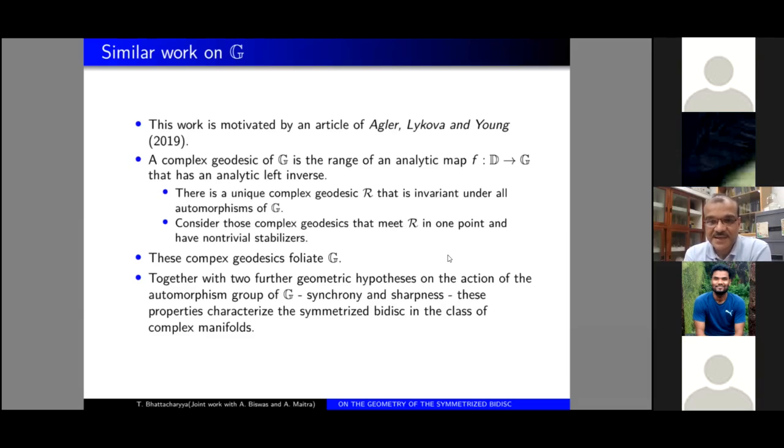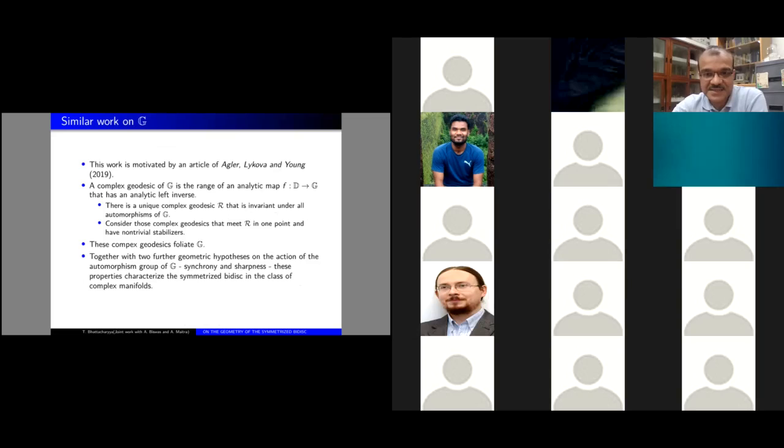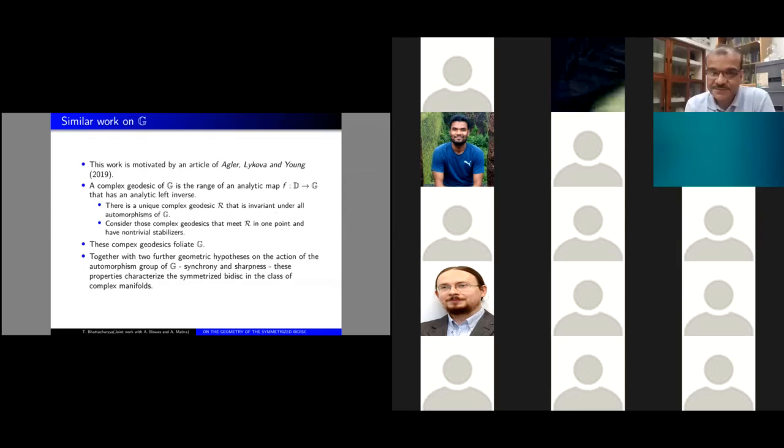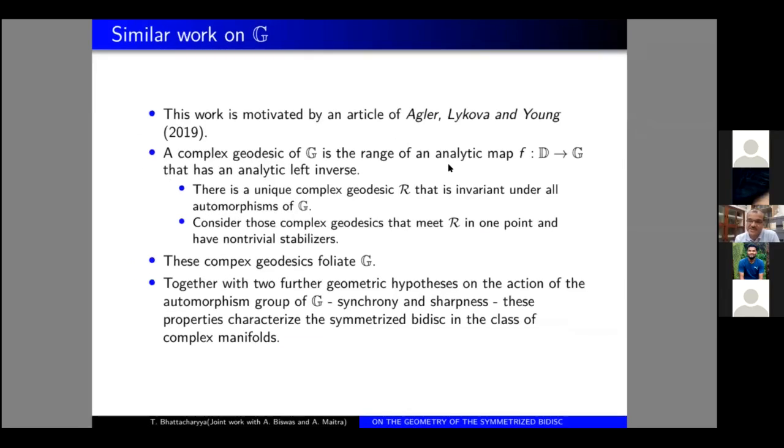Now, they gave a foliation. There is a very natural analytic disk that you can consider inside G, namely the set consisting of all pairs of the form 2z comma z square. I haven't written it here, but this is what this R is. A complex geodesic is a fancy name for the range of an analytic map which also has an analytic left inverse. Now, consider this special complex geodesic 2z comma z square. All you are doing is mapping the disk there. So the disk first goes to maybe the bidisc as the pair zz, and then you symmetrize it and it goes to 2z comma z square.